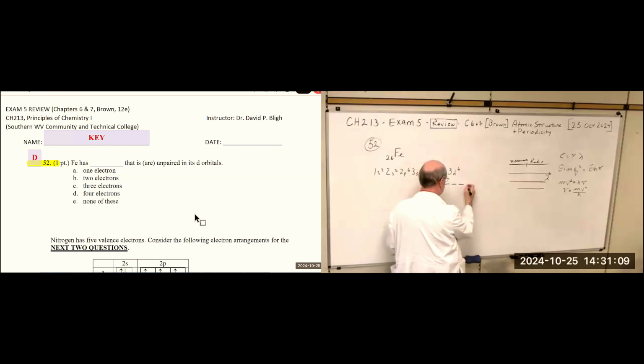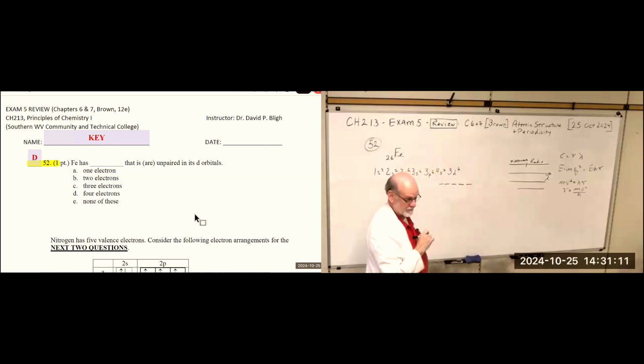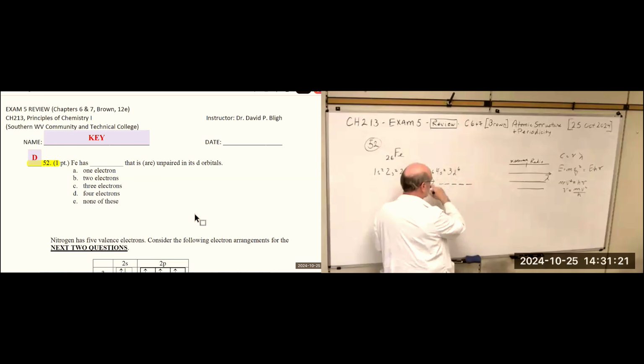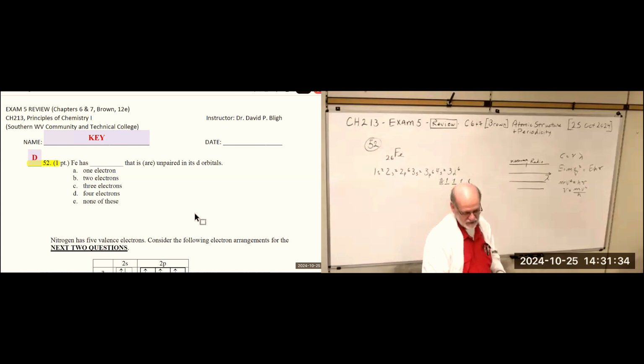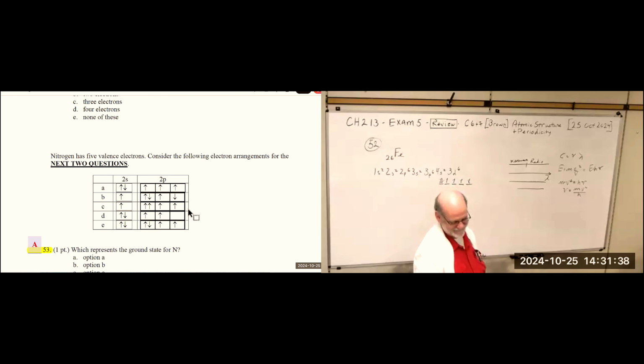That's 26. Okay. So how many orbitals can we have in the d subshell? 2, 3, 4, 5, because d's are l equals 2: -2, -1, 0, +1, +2. We have 5 in here. So let's put them in according to Hund's rule. 1, 2, 3, 4, 5, 6. We have 4 unpaired electrons in iron's d orbitals.